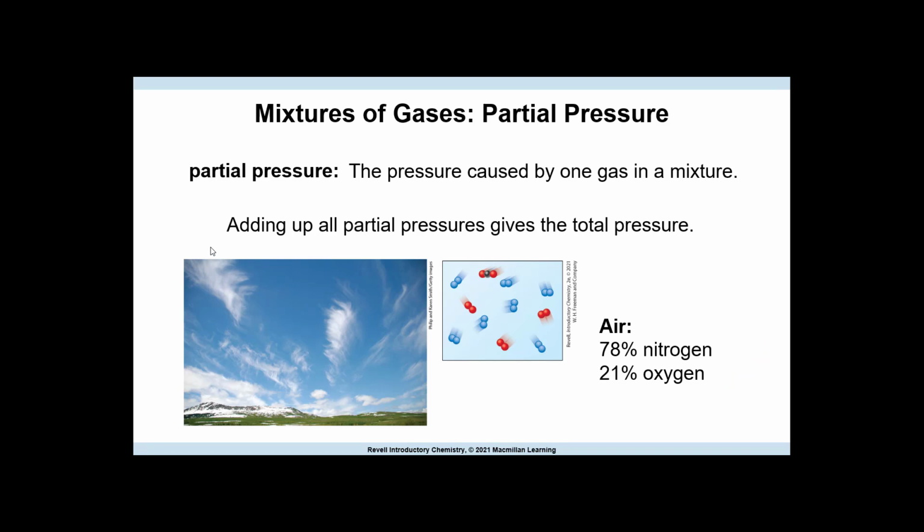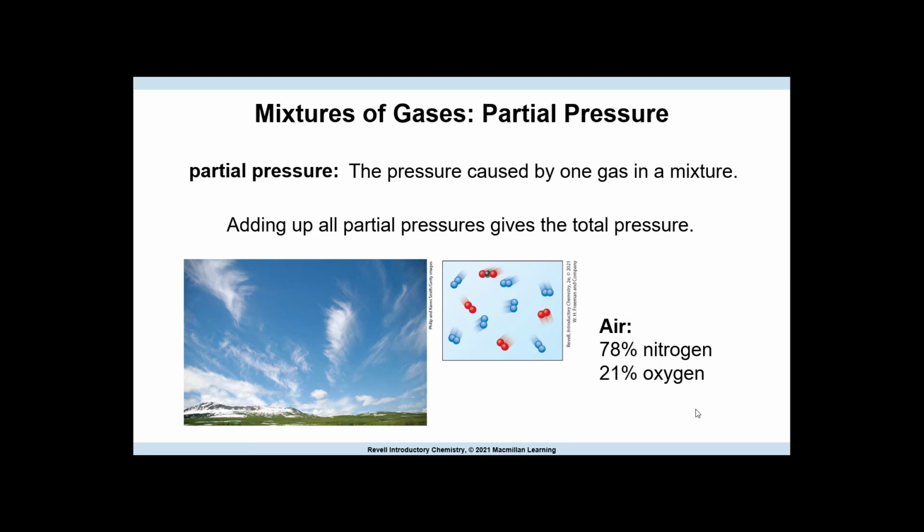Okay, so mixtures of gases and partial pressures. We commonly encounter gases that contain several components. For example, air is a mixture of gases composed of about 78% nitrogen and 21% oxygen. The remaining 1% is a mixture of argon, carbon dioxide, and water vapor and other trace components.